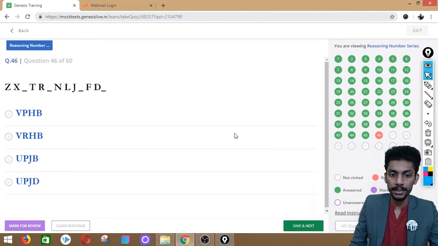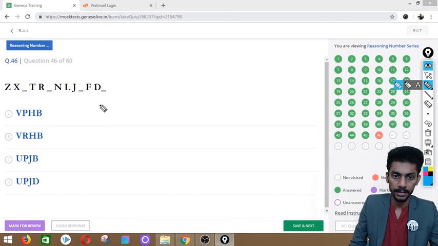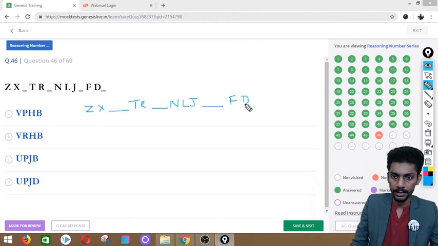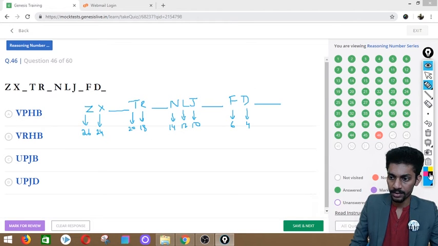Okay. Question number 46. Question number 46 says Z, X, and there is a space, T, R, and there is a space, L, N, L, J, there is a space, F, and D, and a space. Correct? Now D is the 4th letter, 6th letter, 10th, 12th, 14th, 18th, this is 20th, 24th, this is 26th. If you see, all are even numbers. Correct? So what is missing here?